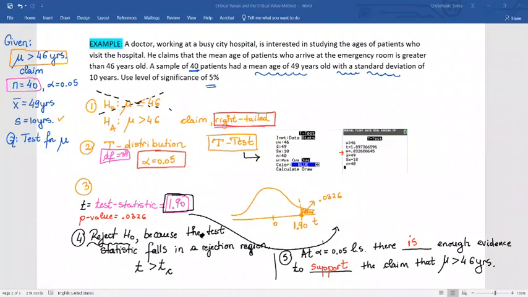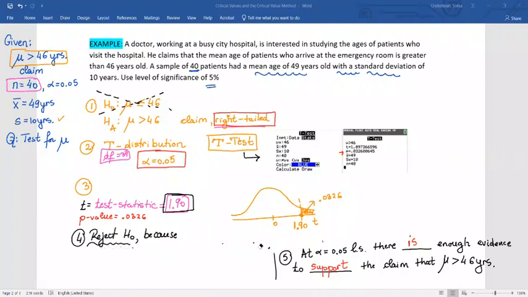We say reject H sub 0, but we will have a different reason. We will simply say, well, we reject H sub 0 because the p-value is less than alpha. This is the reason if we're doing this using the p-value method. And the final conclusion is the same.